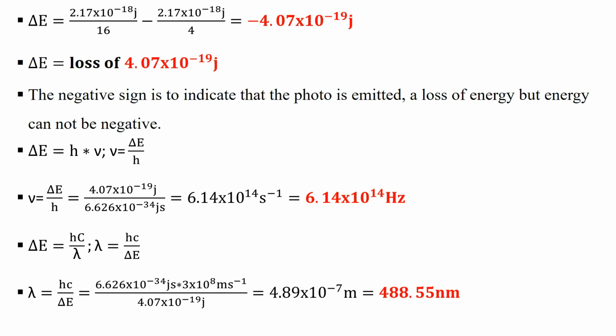Then from the change in energy, or from the frequency, we can also determine the wavelength. We know the wavelength is equal to hc, Planck constant times the speed of light, divided by the change in energy. We have calculated the change in energy. Then we calculate the wavelength and we obtain 488.55 nanometer as the wavelength.